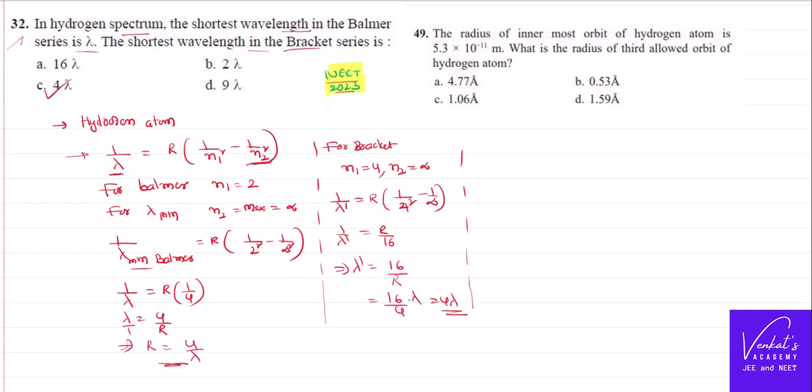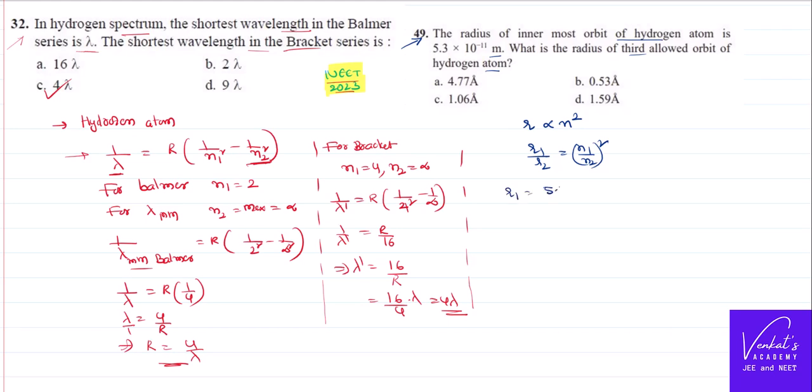Let's have a look at the next question that is there in the same concept. The radius of the innermost orbit of hydrogen atom is given. What is the radius of the third allowed orbit? So first of all, we need to know the radius of the orbit is directly proportional to the square of the orbit number, or the principal quantum number. So I can write r1 by r2 equals (n1 by n2) whole square.